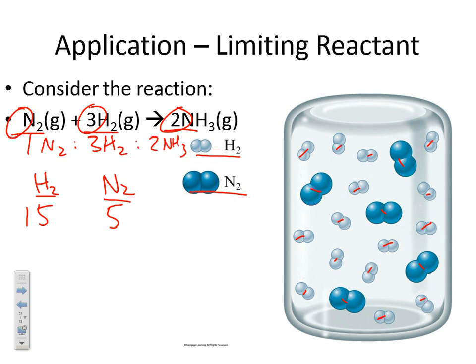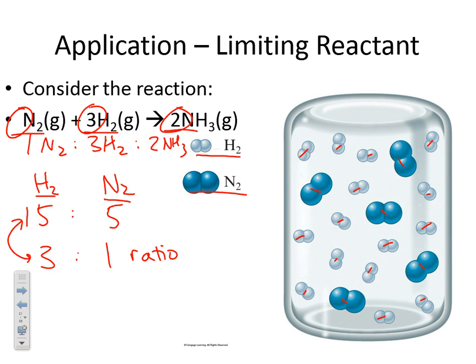So 3 H2s to 1 N2. Again, that's coming from the balanced equation, coming from the coefficients. These are our mole ratios. And then if you notice, with the actual numbers that we do in fact have in this flask, 15 to 5, it's the same as the balanced stoichiometric ratio.